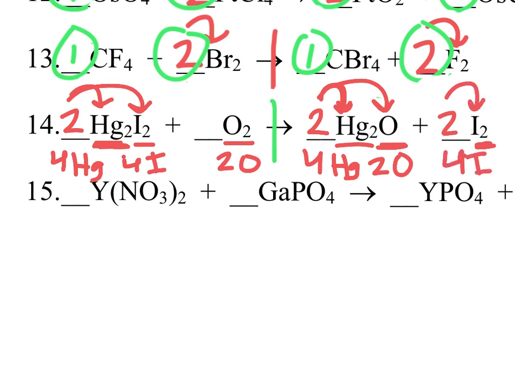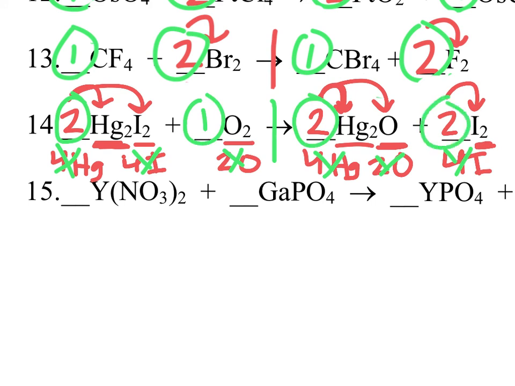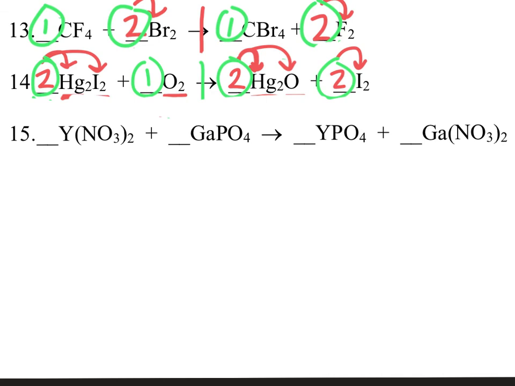All right. Let's see if I balance this out. 4 mercury, 4 mercury, 4 iodine, 2 oxygen, 2 oxygen. Nice. 2, 1, 2, 2. Ends up balancing it out. Good work. Let's take a look at the last one, number 15 here.